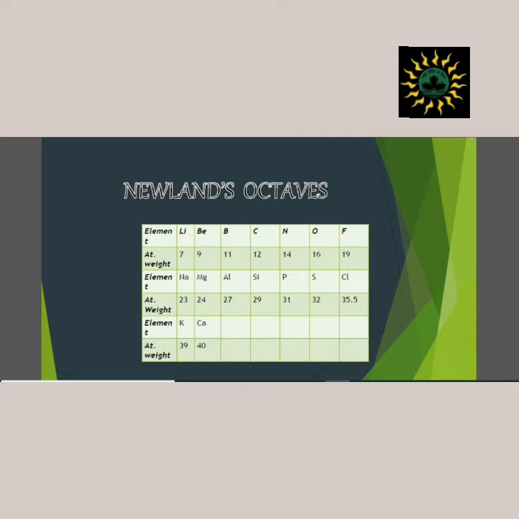You see that the properties of lithium, sodium, potassium are similar. Beryllium, magnesium, calcium are similar. They are put together. Boron, aluminium are together. Carbon, silicon are together. Nitrogen, phosphorus together. Oxygen, sulfur together. Fluorine, chlorine together. You have seen this. In the modern periodic table also, these will be in a group together. That's why Newland's octave is partially correct up to this point.